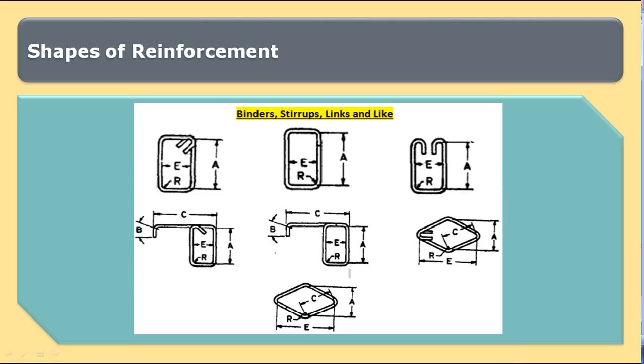Next, we also have binders, stirrups, links. The stirrups are of different shapes. For example, rectangular shaped stirrups. Stirrups can also be with binder. Stirrup can also be open, or stirrup can also be in square shape. So the length of a single stirrup is to be determined.